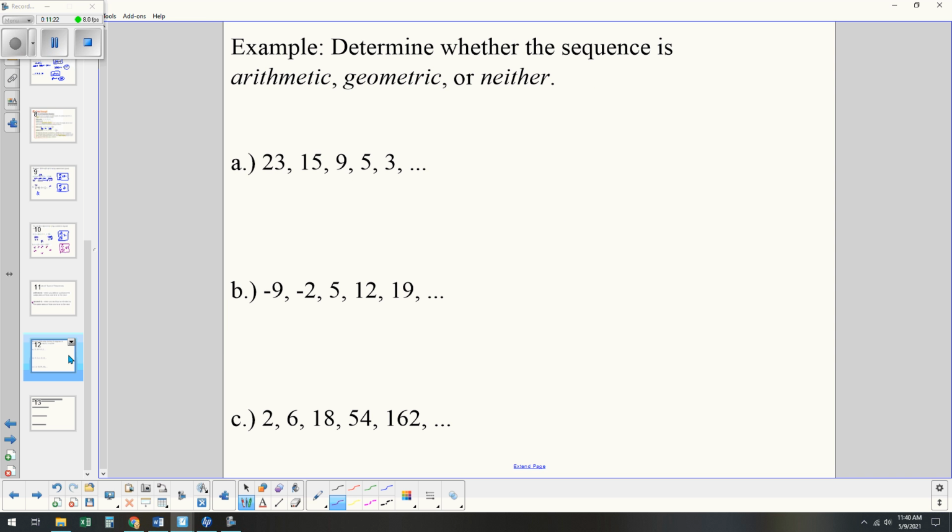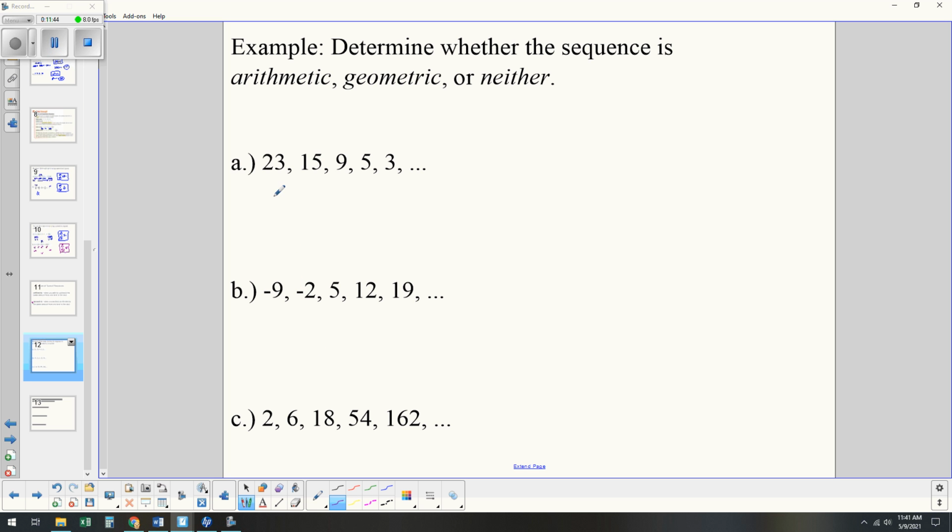So we're going to determine whether each of these sequences is arithmetic, geometric, or neither. So generally, I'll check first for addition and subtraction because that's the easiest to see, and then I'll check for multiplication and division. For multiplication and division, I'll take the second term and divide it by the first. I'll take the third divided by the second. I'll take the fourth divided by the third, and that's how I'll check to see if it was multiplied by the same thing.